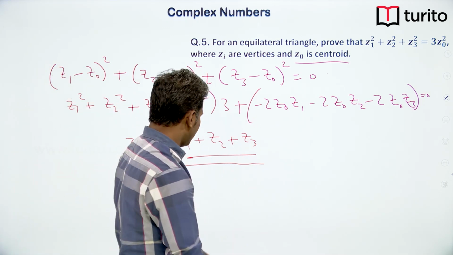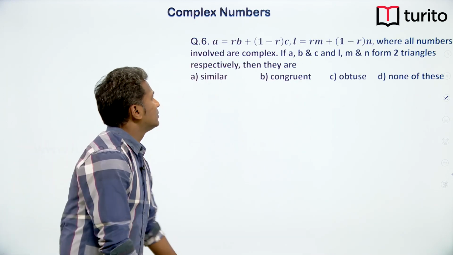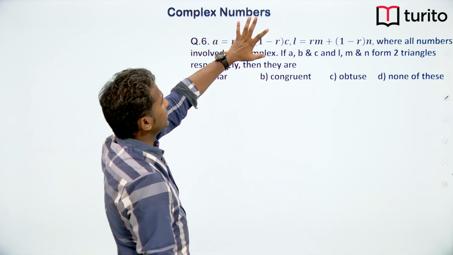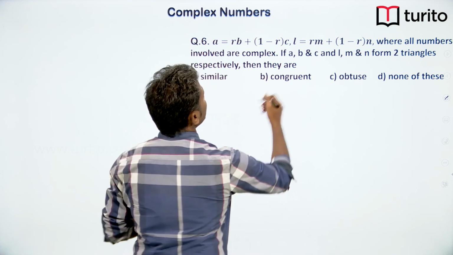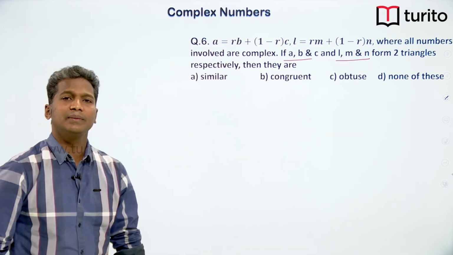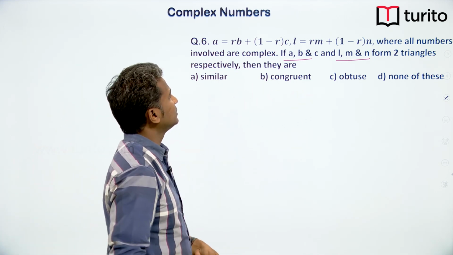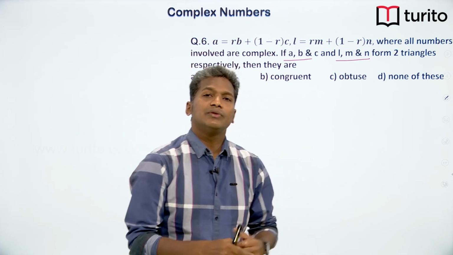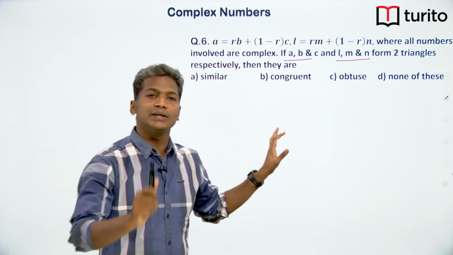Can we move on to the next question? Here a relation between A, B, C is given, and another relation between L, M, N is given, and if ABC and LMN form triangles respectively, then we have to choose the correct option. This question is actually confusing if you do not understand complex rotation, so here I am going to solve it using complex rotation.